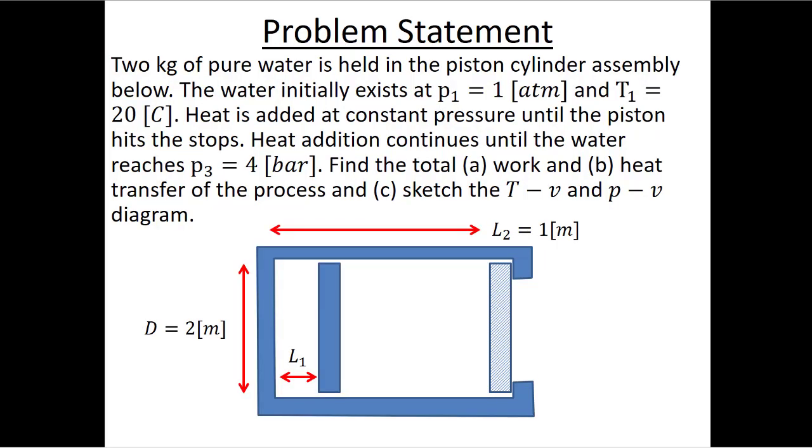So until it gets over here. Heat addition continues until the water reaches 4 bars. So the pressure keeps increasing once we hit the stops. Find the total A, work, and B, heat transfer of the process, and C, sketch the TV and PV diagram.